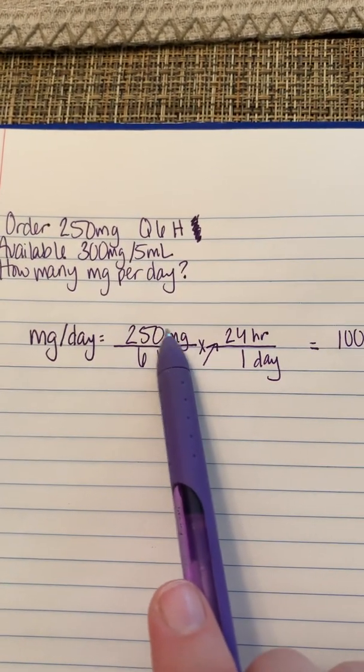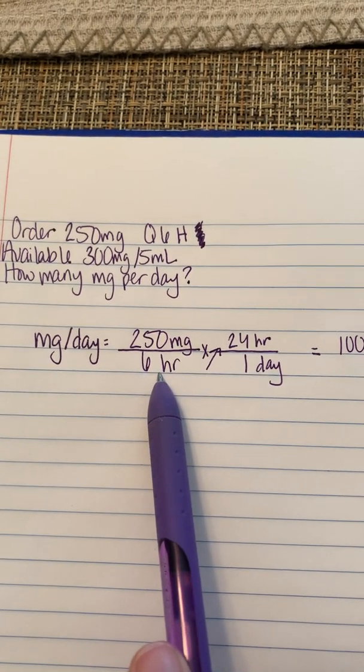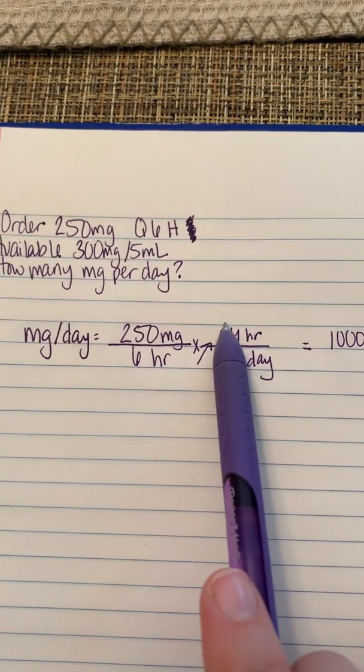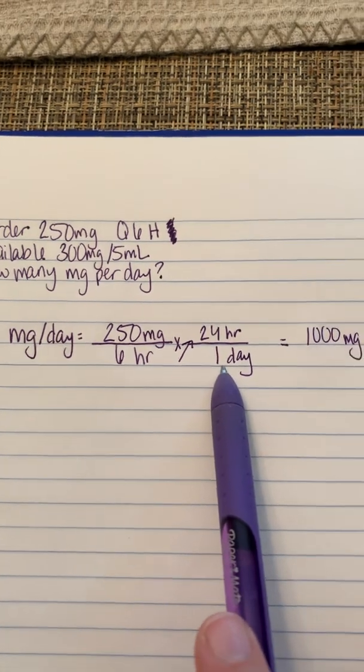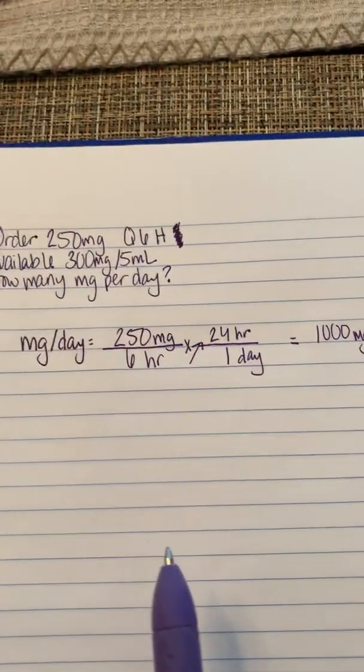So we are going to give 250 milligrams every 6 hours, right? And hours has to go up here, so there's 24 hours in one day. So we get 1,000 milligrams per day, okay?